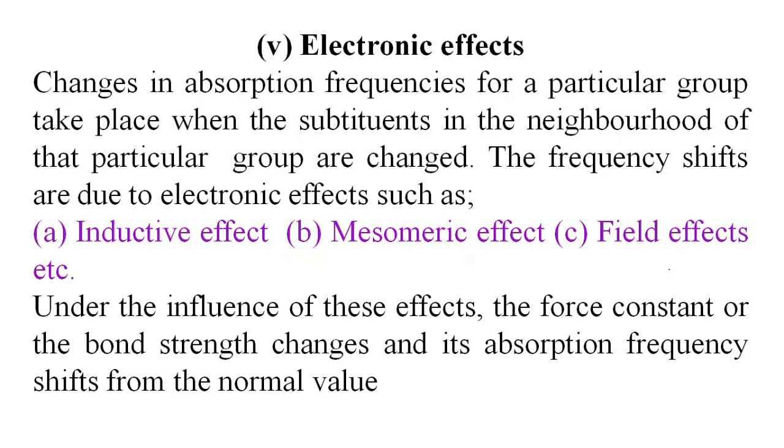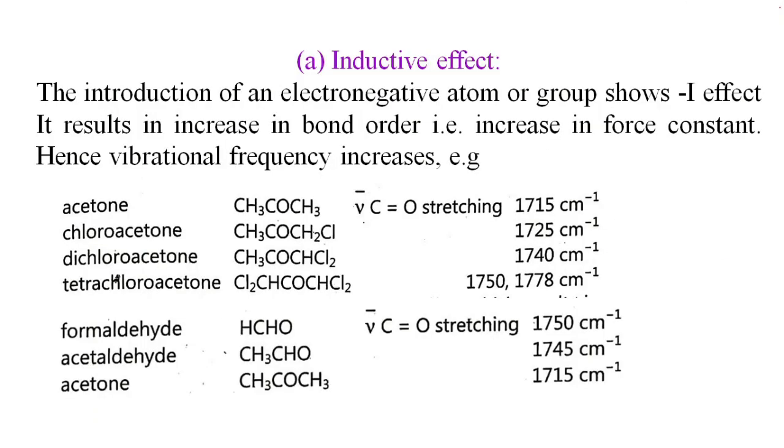Electronic effect. In electronic effect, there are three effects, that is inductive effect, mesomeric effect and field effect. Inductive effect. Inductive effect is of two types, that is minus I effect and plus I effect. The introduction of an electronegative atom or group shows minus I effect. It results in increase in bond order.